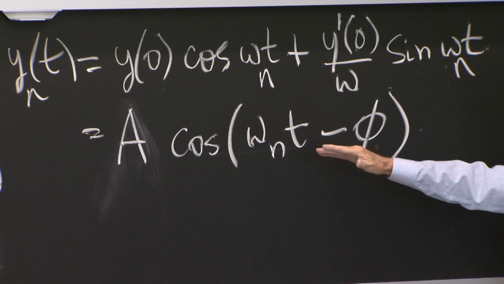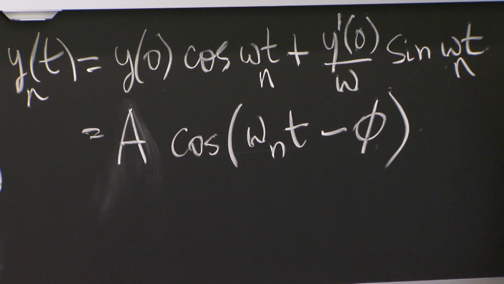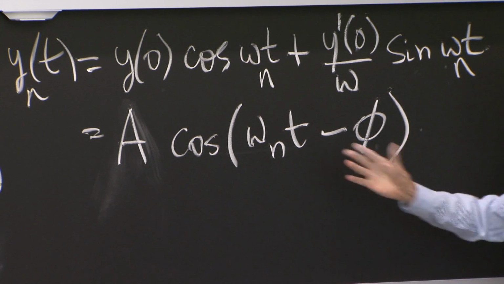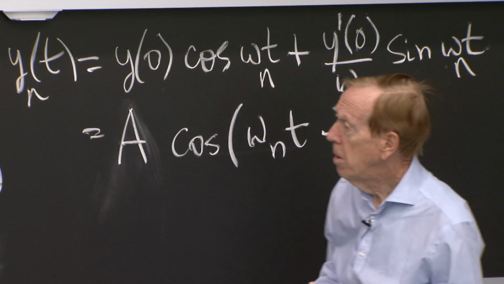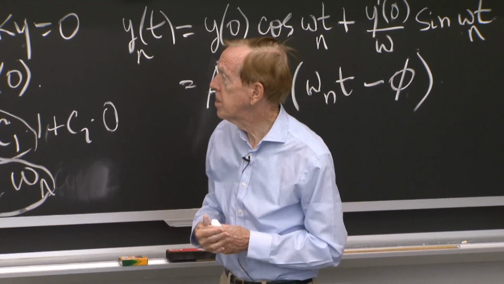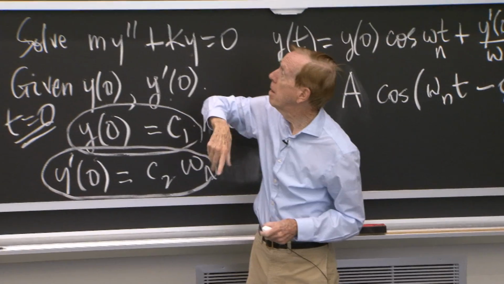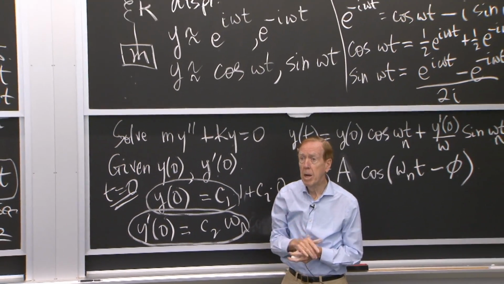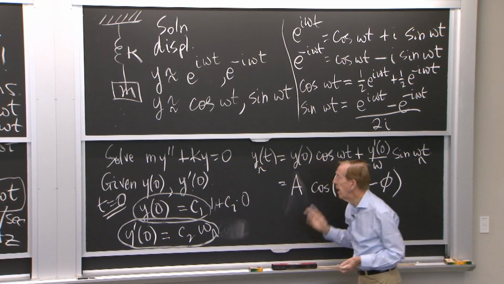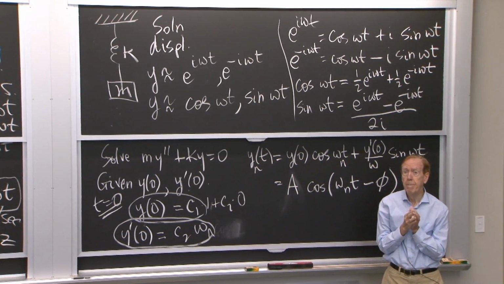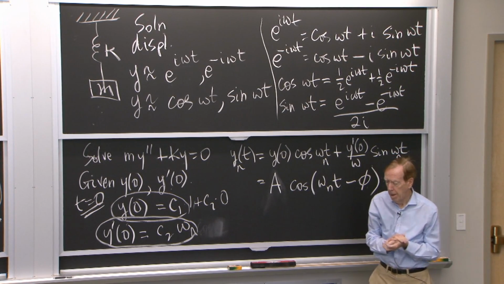Let me not write again the formula for A or for phi. I don't plan to do anything with it. It just could be done. In other words, what we've done so far is just to see that the single spring oscillates with a frequency omega n. That's really what we've done. The single spring oscillates with a frequency omega n.